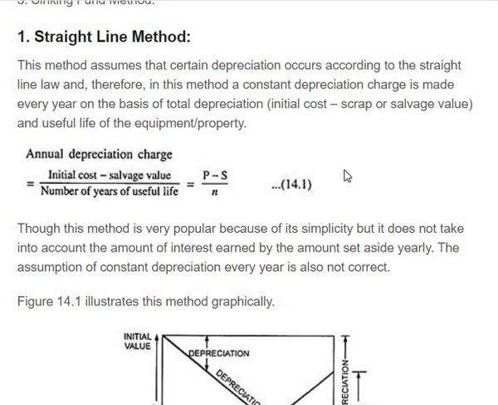The annual depreciation charge is mathematically denoted by the following formula: initial cost minus salvage value, divided by the number of years of useful life. The initial cost is denoted by letter P, salvage value by letter S, and the number of years of useful life by letter N. Though this method is very popular because of its simplicity, it does not take into account the interest earned by the amount set aside yearly.